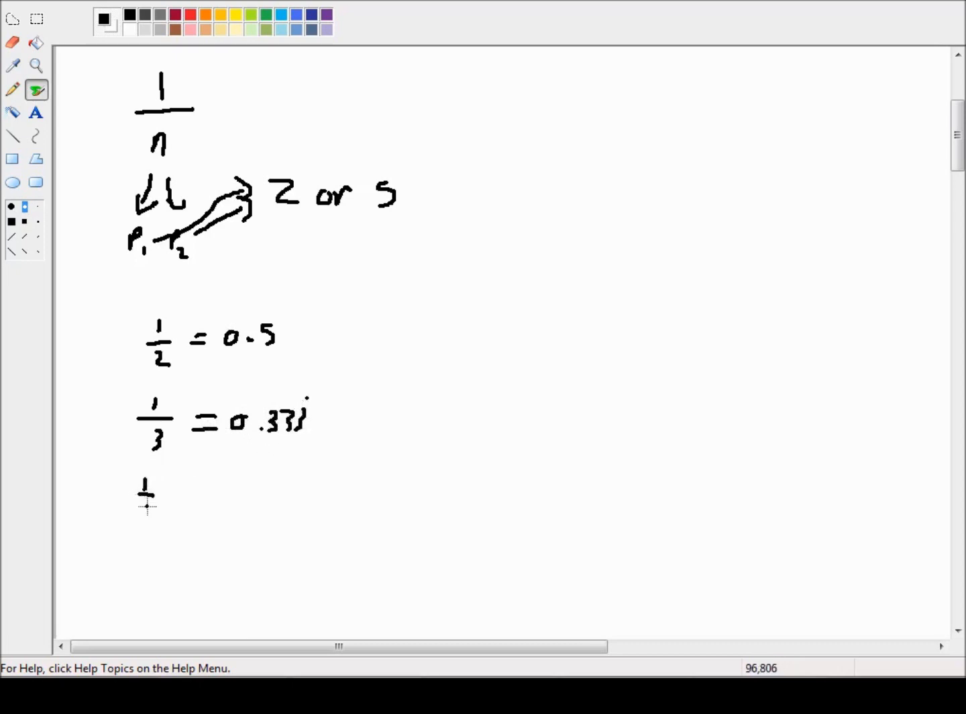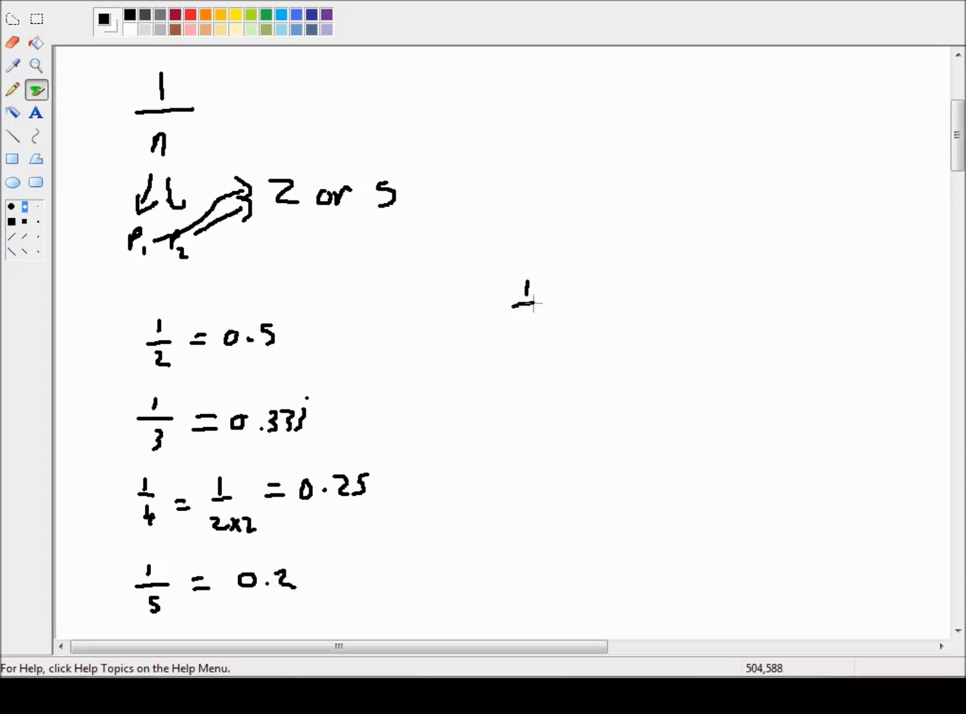So 1 over 4 is equal to 1 over 2 times 2. So we would expect that this will terminate. It will not be a recurring decimal. So this is actually 0.25, which does indeed terminate. So 1 over 5, again 2 or 5, and 5 is a prime number, so that is not going to be a recurring decimal. It is going to terminate. So this is actually 0.2.